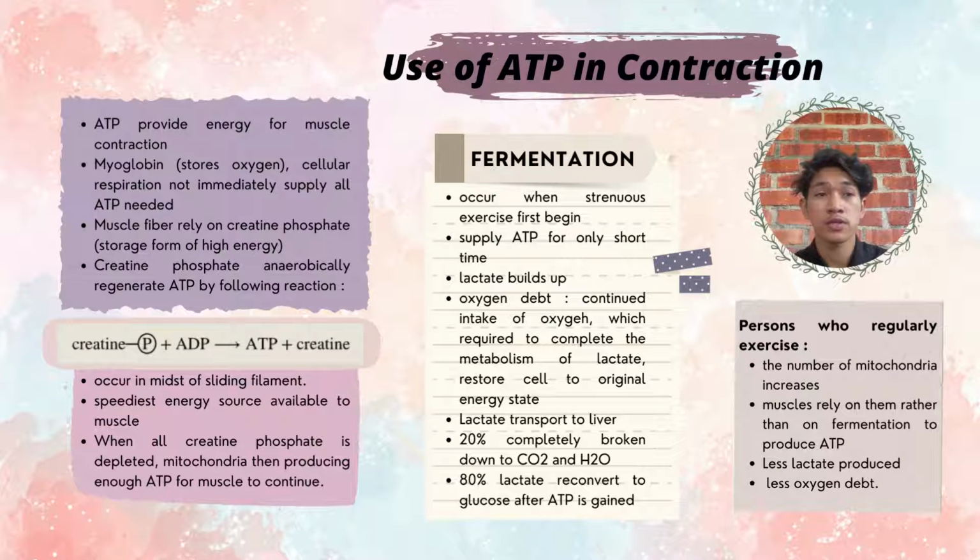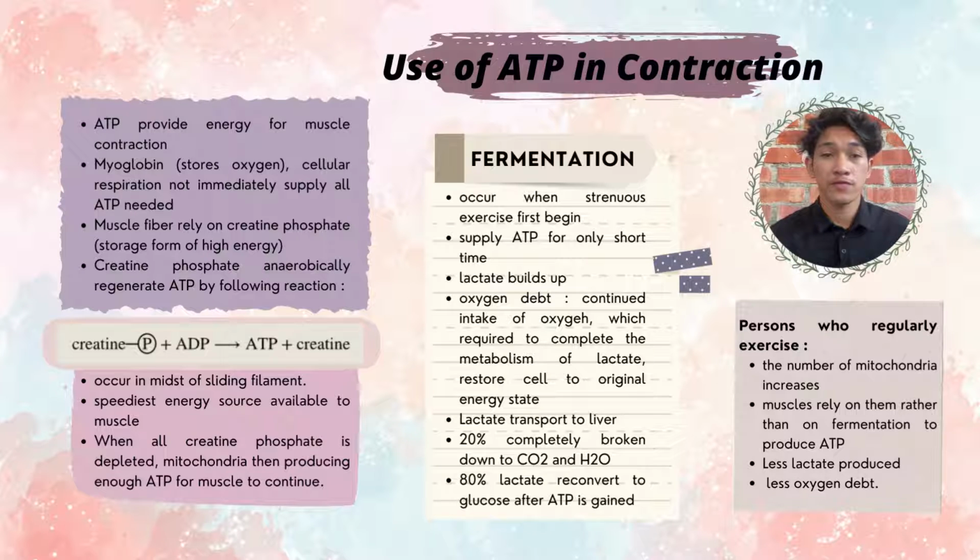Although muscle cells contain myoglobin, a molecule that stores oxygen, cellular respiration does not immediately supply all the ATP that is needed. Muscle fibers rely on creatine phosphate, which is a storage form of high energy phosphate. Creatine phosphate also cannot directly participate in muscle contraction. Instead, it anaerobically regenerates ATP by the following reaction.